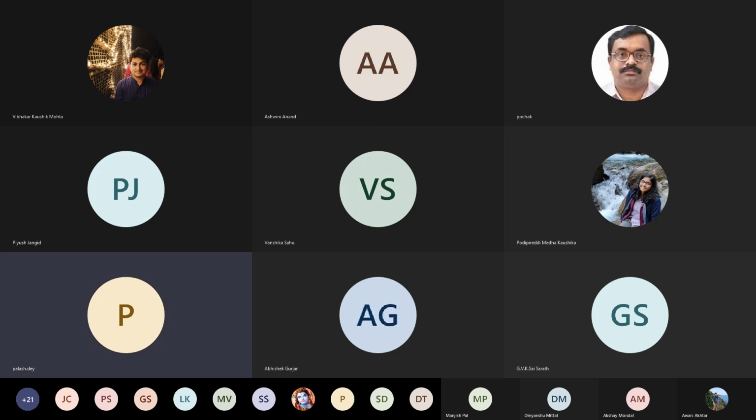Ritam Talukdar has written an answer in the chat box. Please take a look. This looks correct to me. If you have any question, you can ask. Otherwise, you proceed to part B, question 1B.